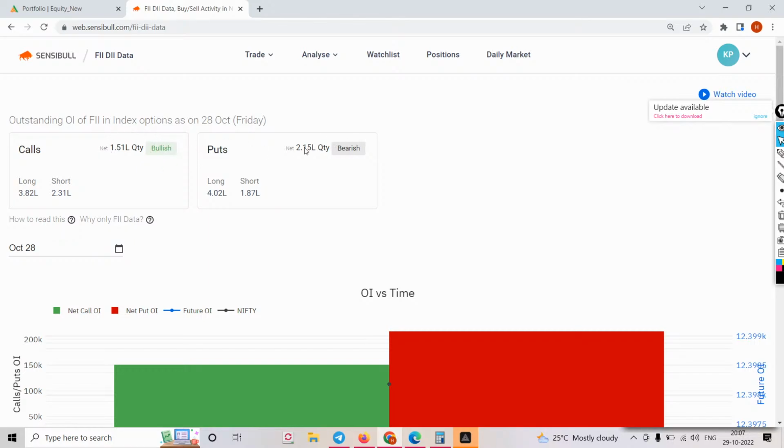Sorry, this says bullish and this says bearish. So net you have more quantity, 2 lakhs versus 1 lakh. So overall the market looks bearish. Overall the market looks sideways to bearish based on the FII.